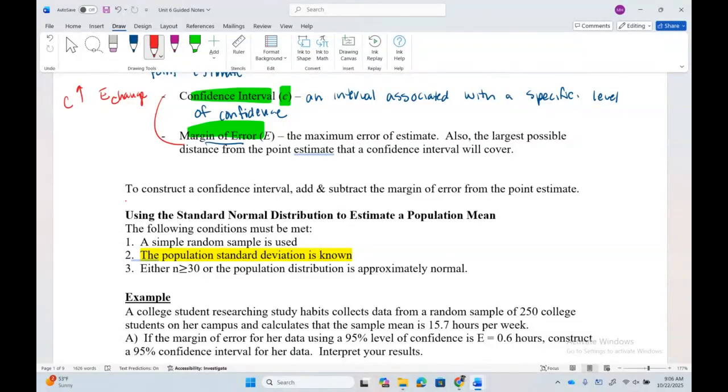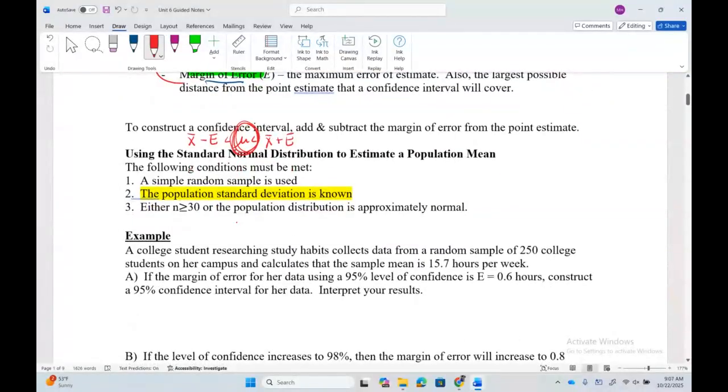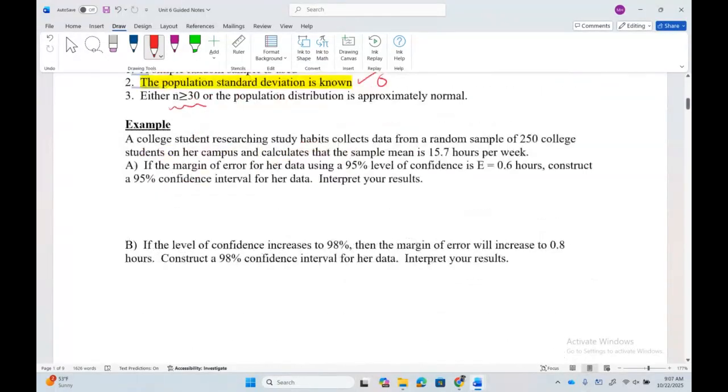So that will look like this. We'll have a sample mean, and we'll subtract the margin of error. And we'll have a sample mean, and we'll add the margin of error. And we're going to say that our population mean would be in between those two things. In order for this math to work, we need a simple random sample. We need to know the population standard deviation, and we need a sample size of at least 30.